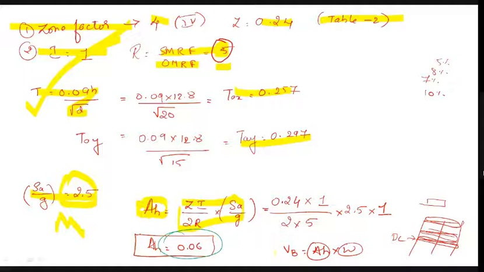So substitute all the values and take care whether any damping has been mentioned. For 5% damping, the factor will be equal to 1. If 7%, 10%, etc. has been mentioned, then take it directly from the code book. So we have got the value of AH.